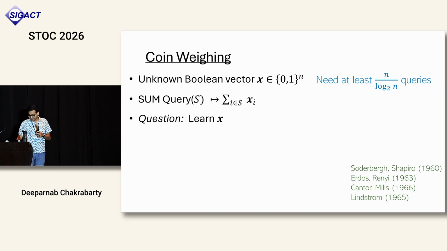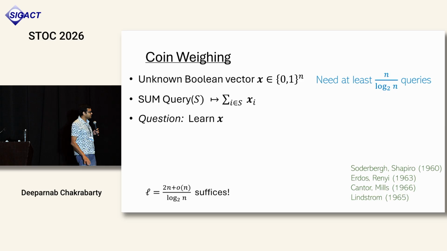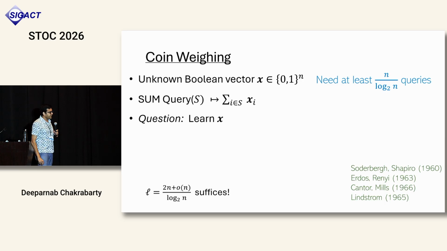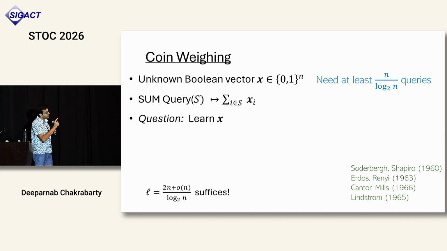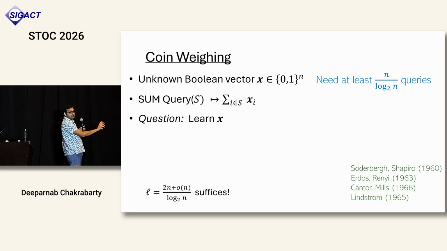And what is, I think, fascinating is that this is tight. So there is an algorithm which makes 2n by log n, again log n to the base 2, many queries. And in fact, this is non-adaptive. And furthermore, for non-adaptive algorithms, you can tweak that information theory argument a little bit to show that 2n by log n is also tight. So this problem, coin weighing, is tight for non-adaptive algorithms.